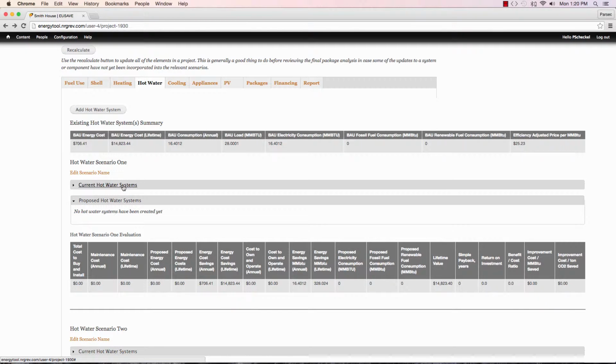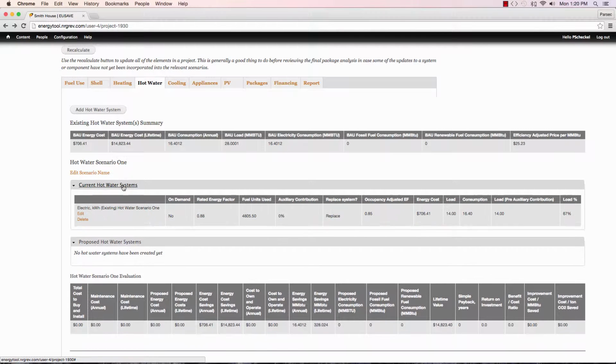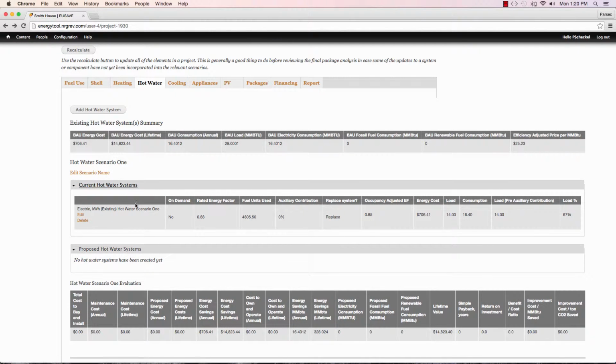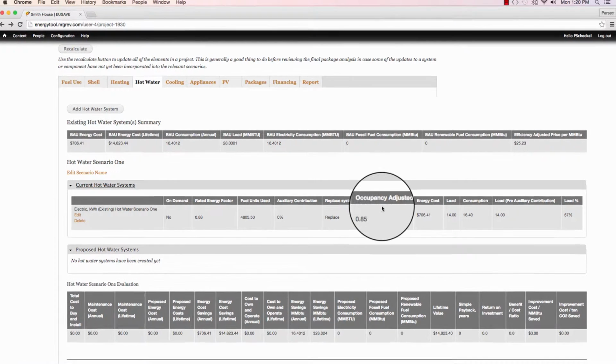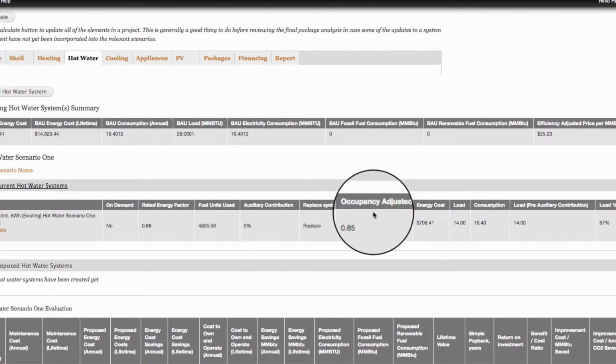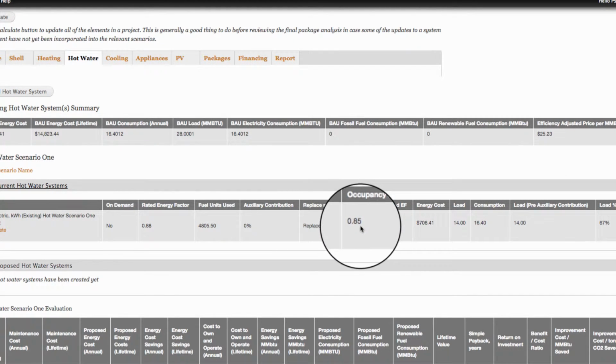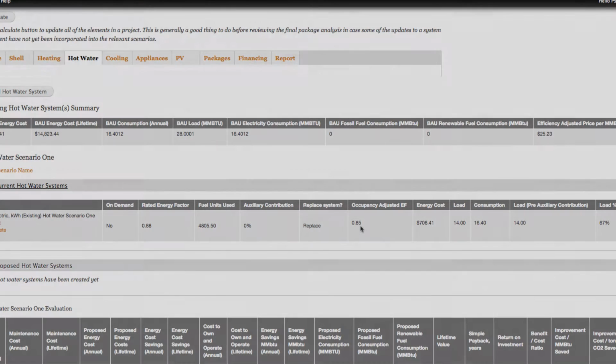We've landed now back on our hot water systems page. We didn't make any edits, but let me show you one feature that the tool does have. Occupancy adjusted energy factor will adjust the energy factor up or down depending on how many people you have told the tool live in the house. The assumption is that more occupants will use more hot water. More delivered hot water means a higher energy factor. Less delivered hot water means greater standby losses and therefore a lower energy factor.